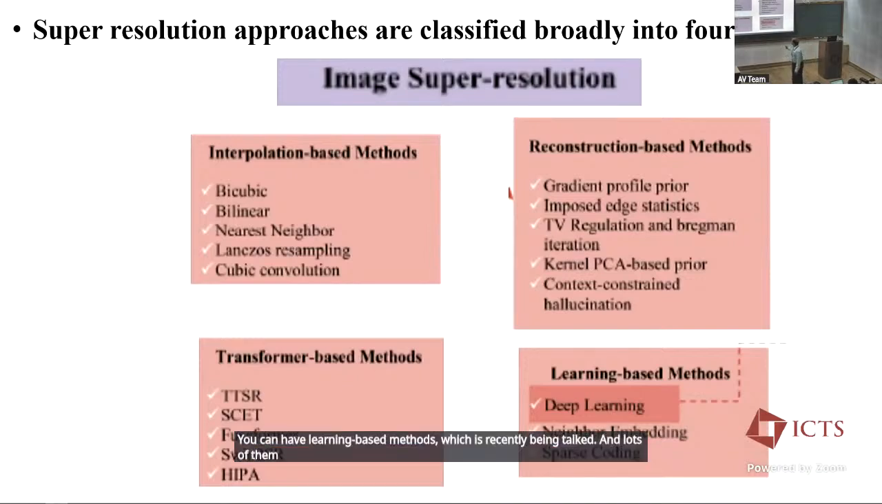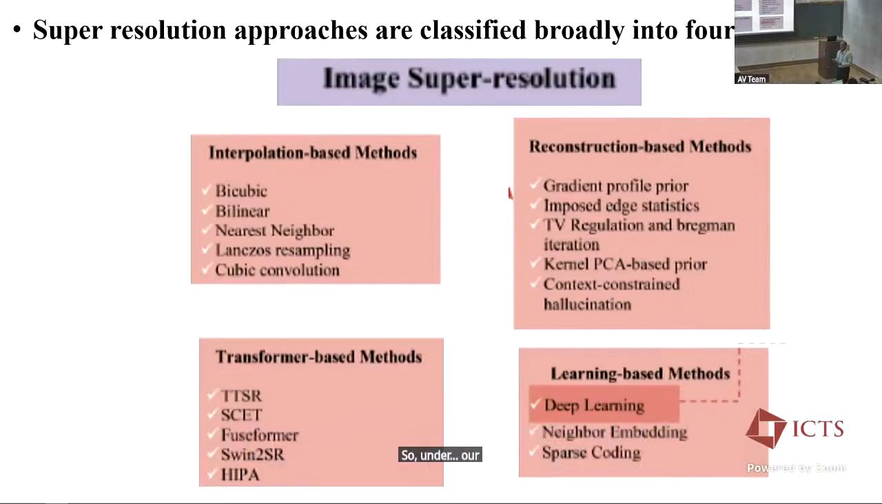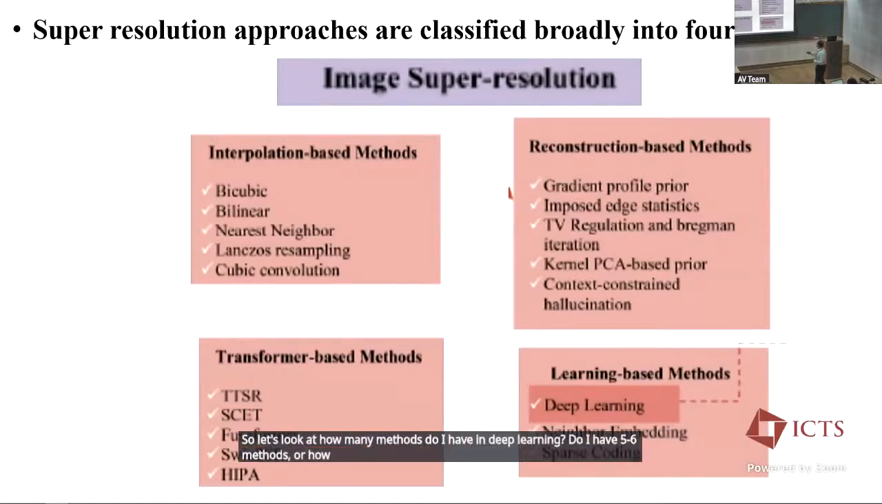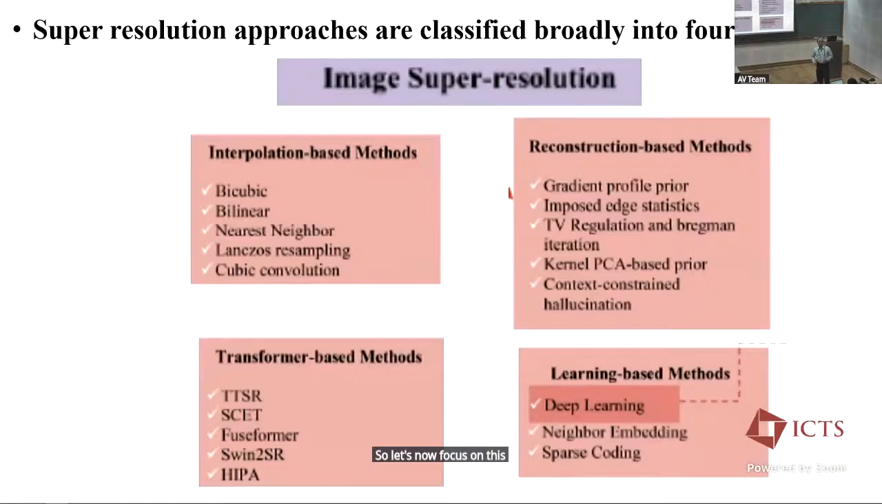And deep learning is one guy sitting in this gallery of approaches. So our interest is ML, because the workshop is on ML methods. So let's look at how many methods I have in deep learning. Do I have 5, 6 methods, or how many? Let's now focus on this one and look at it in a little more detail. How many methods do I have?